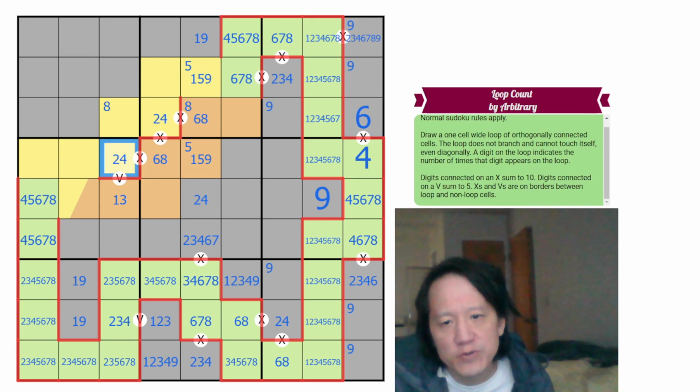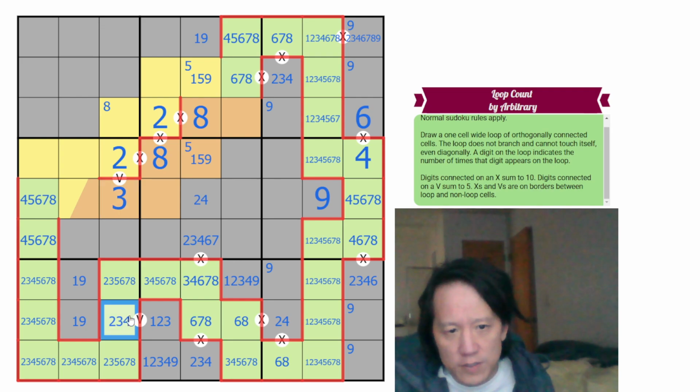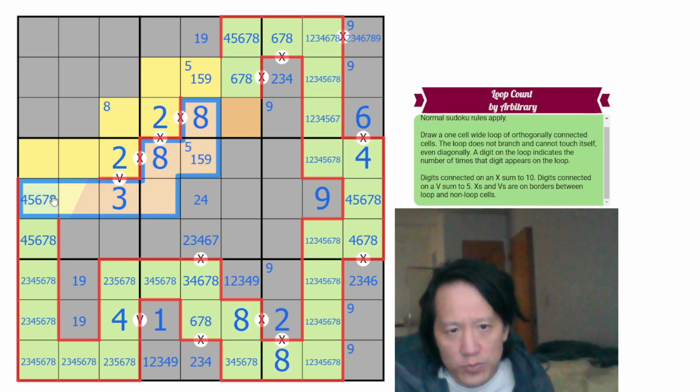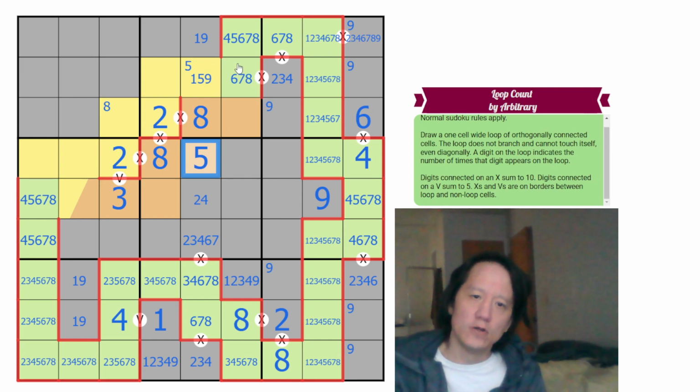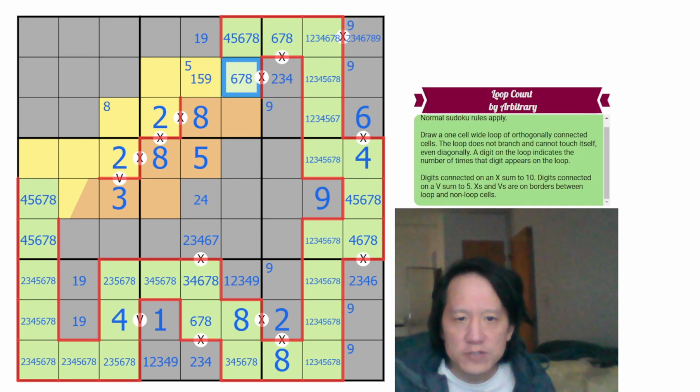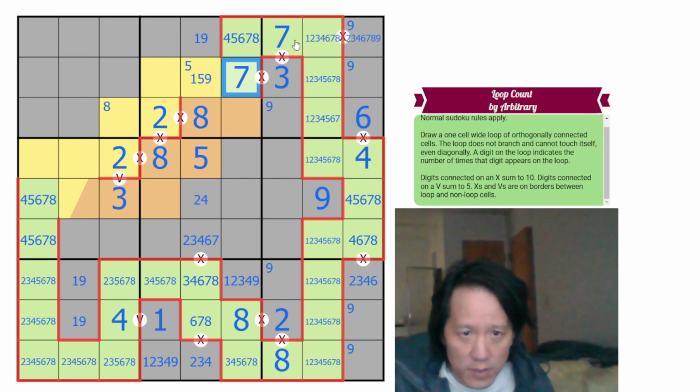Which means this can't be 4, so this becomes 2, 8, 2, 8. That's a 3. This becomes 4 and 1, so this is 2, 8, 8. So obviously this is part of the loop, so this has to be 5. This obviously can't be 8 and 2 and 8. This can't be 6, so now this becomes 7, 3, 7. So far it all seems okay.